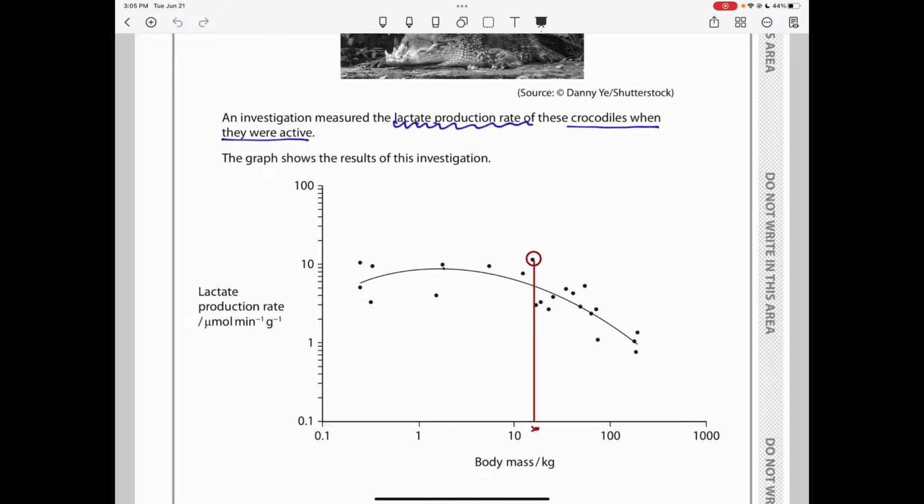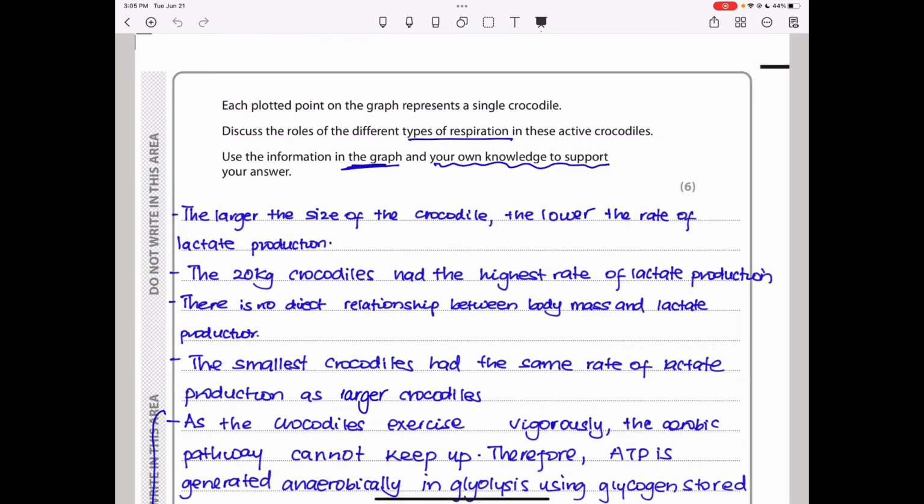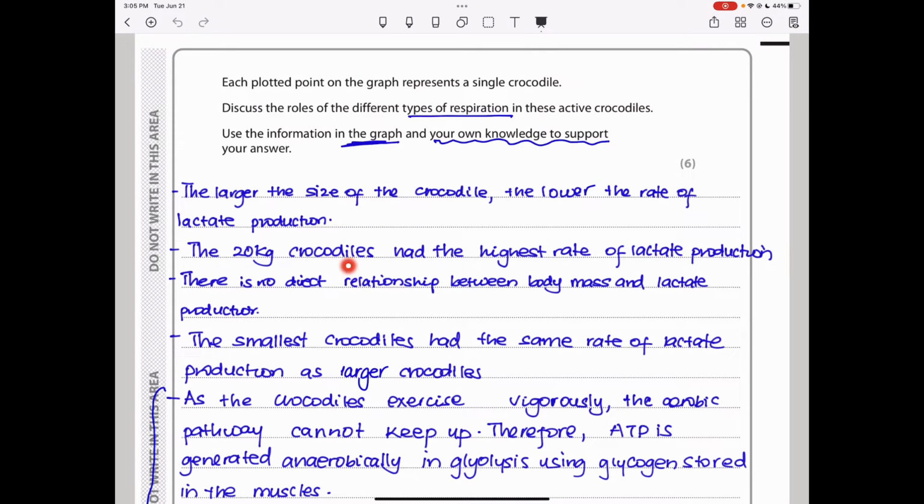So I will go back to answer the question. So the first answer I wrote, I said the larger the size of the crocodiles, the lower the rate of lactate production. This is a fact from the graph. And then the next part, the 20 kilogram crocodile had the highest rate of lactate production. Again, I showed you this from the graph. And then I also showed you this. There is no direct relationship between the body mass and lactate production, because we observe that some of the smallest crocodiles have the same lactate production as the larger ones. This point is backing up the data from the graph.